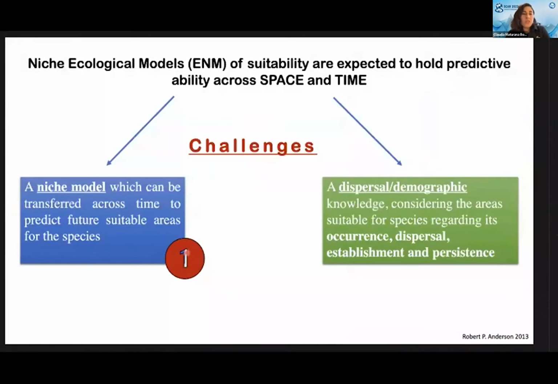Ecological niche models of suitability are expected to hold some predictive power across space and time. But before using this tool, we need to consider two important challenges. First, we need to build a niche model that is mainly based on environmental variables which can be transferred across time to predict future suitable areas for the species. And second, we need to use dispersal and demographic knowledge, considering the area that is suitable for the species, not only regarding its occurrence and dispersal, but also the possibility to persist and establish. In this study, we are going to focus more on the first challenge.